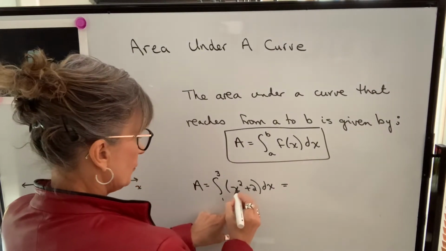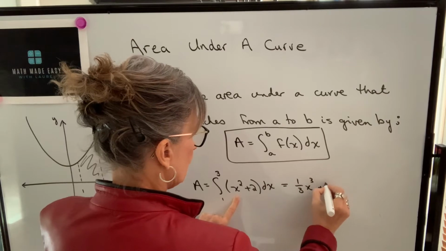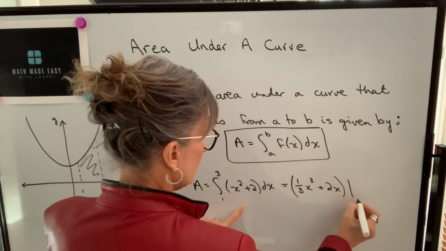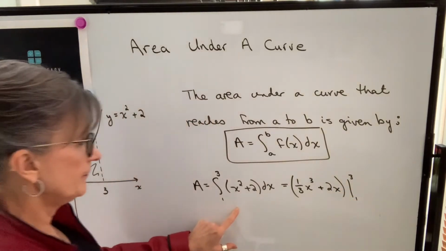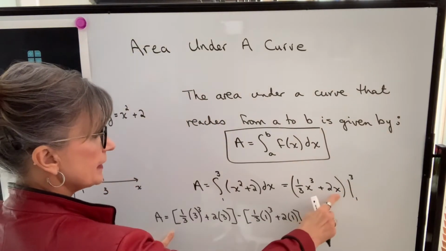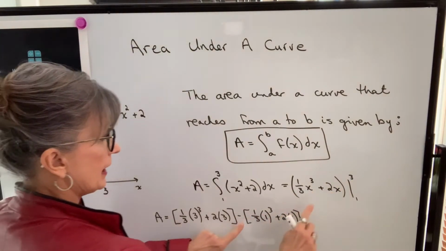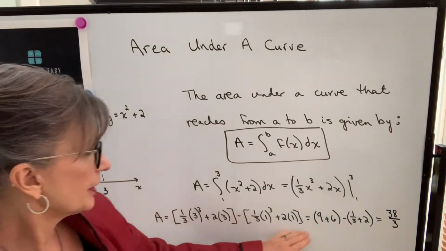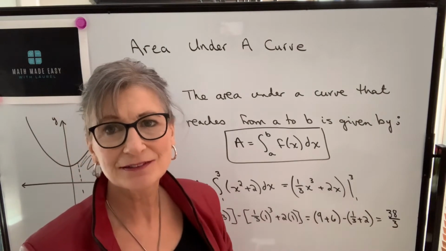When we find the integral, we'll get 1/3 x cubed plus 2x. I'm showing that I'm going to be evaluating that at those two values and subtracting. To evaluate this, I put 3 into this function. Then I subtract the value of this function when x is 1. And when I do the calculation, I get an area of 38/3 square units.